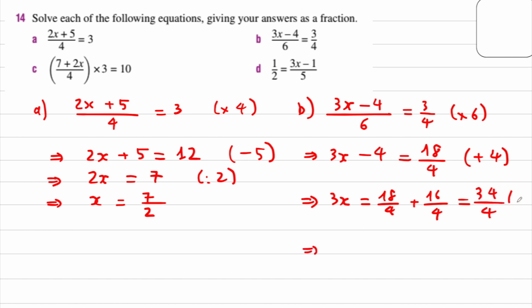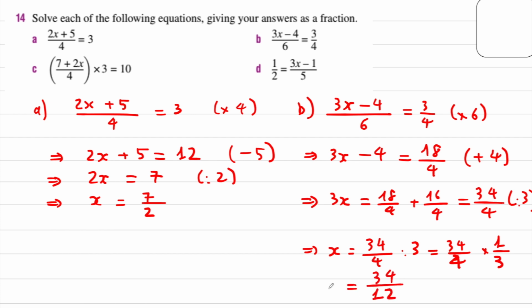And after that, divide by 3. Divide by 3 means multiply by 1 over 3. And multiply 1 over 3 means 34 over 12, like this one. Okay, we finish this question.